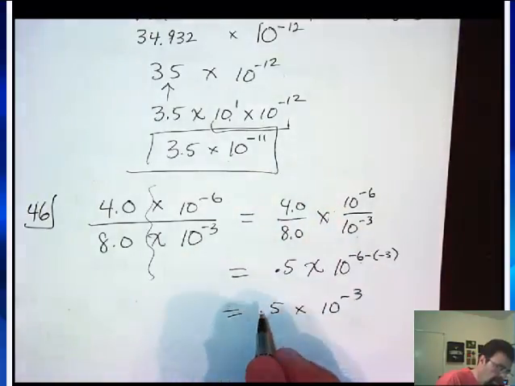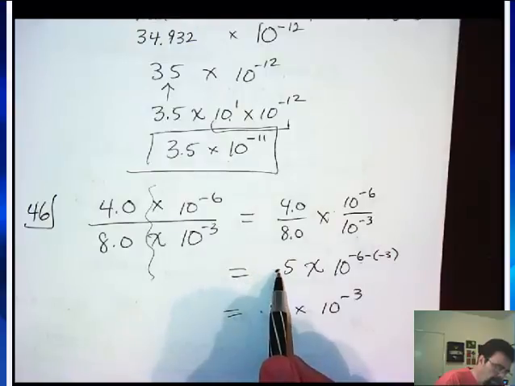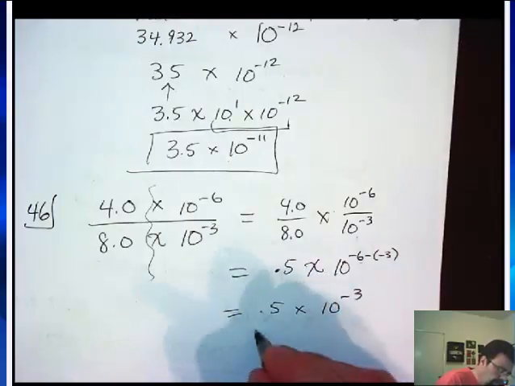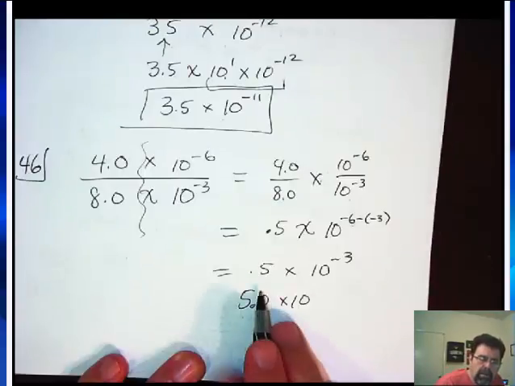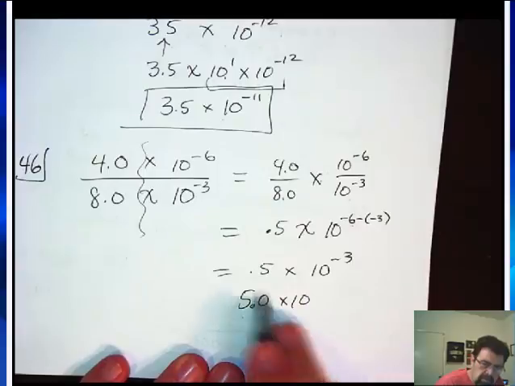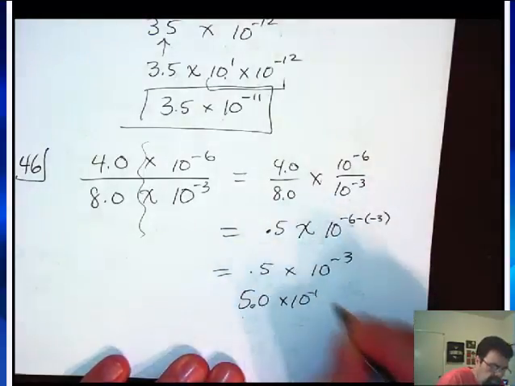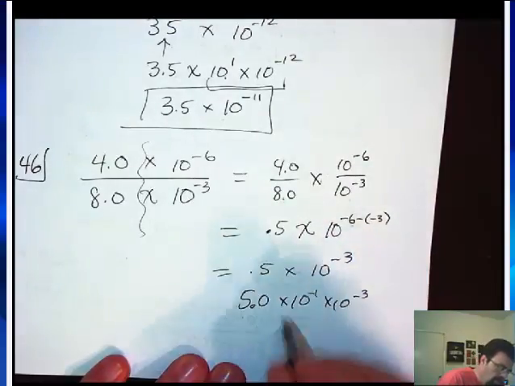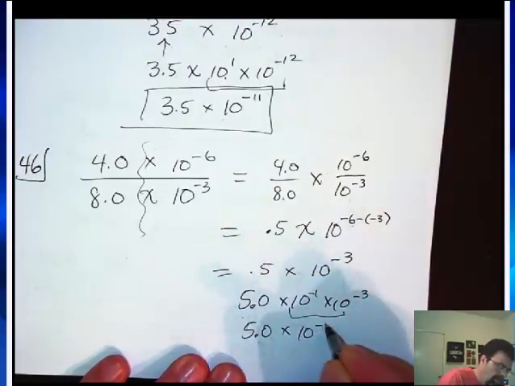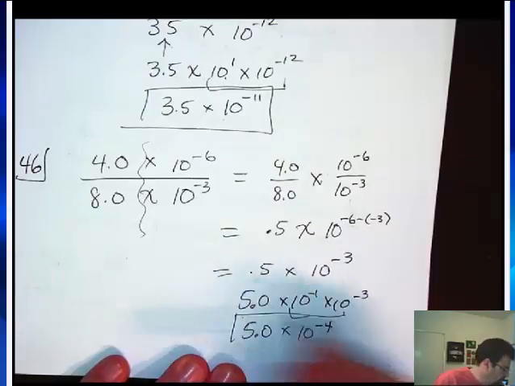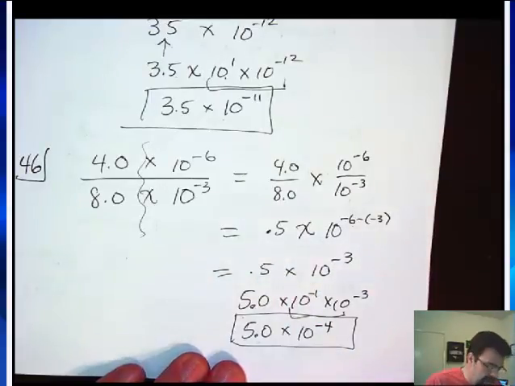And then we're going to write this in scientific notation. Now for 5.0 to be 0.5, I need to move the decimal. This has to get smaller, so this needs to be negative 1. And then combine my powers of 10. Negative 1 plus negative 3 is negative 4. So it's 5.0 times 10 to the negative 4.